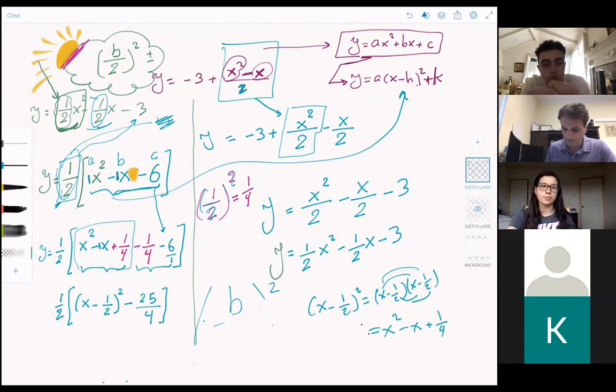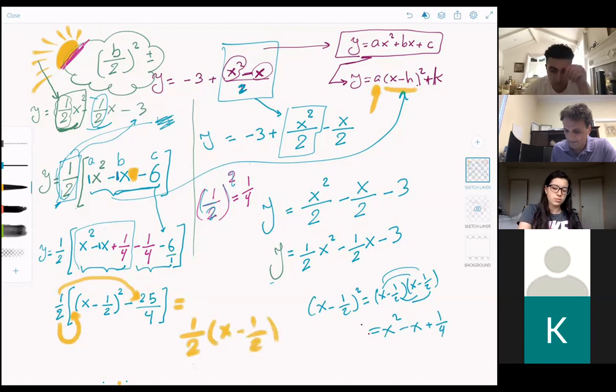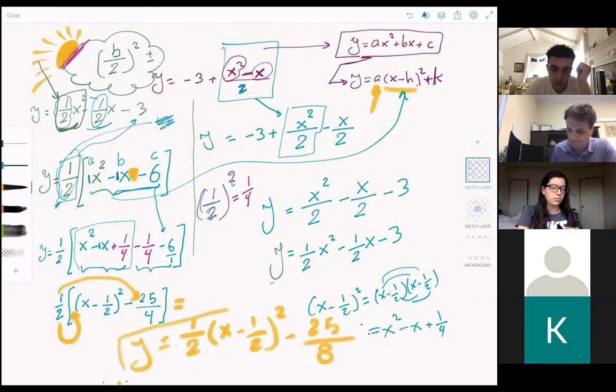So we are not done. This almost looks like a vertex form, but it is not exactly vertex form. Vertex form has a here, then parenthesis. We have a here, so this should go here. It should also multiply here. Then you're done. So we're going to have 1/2 parenthesis x minus 1/2 squared minus 25/8. This is the vertex form.